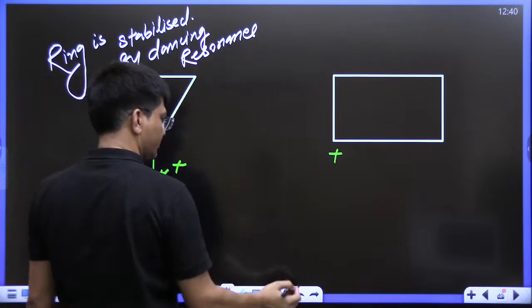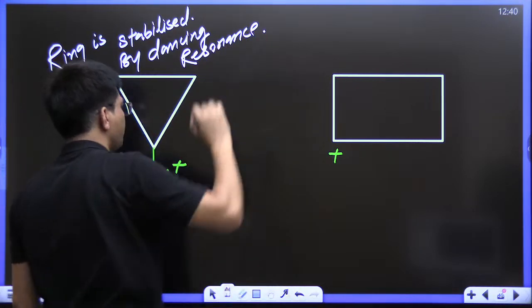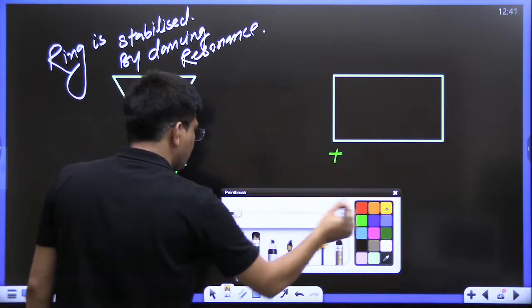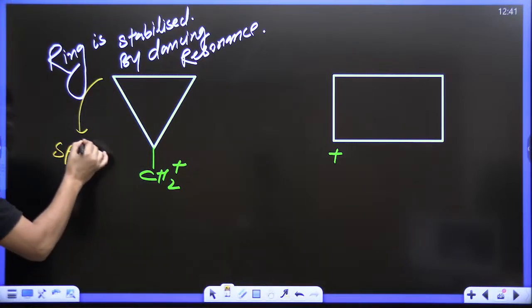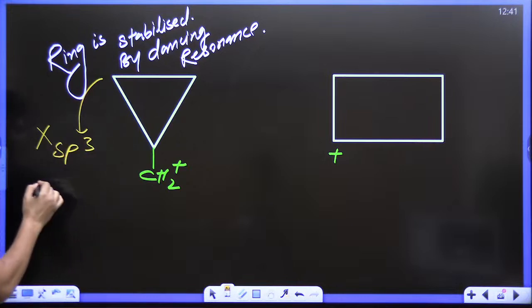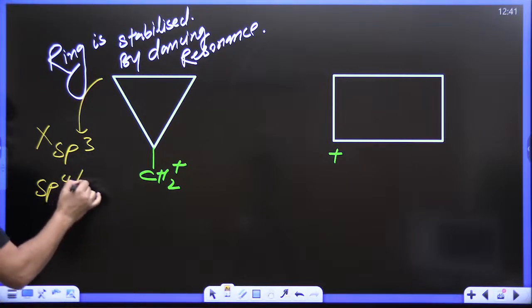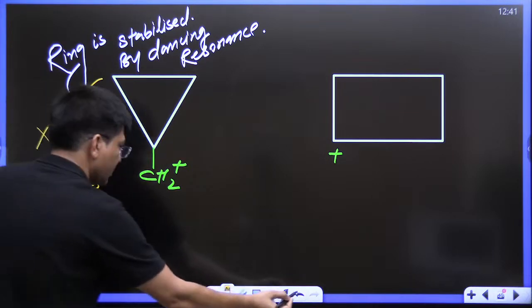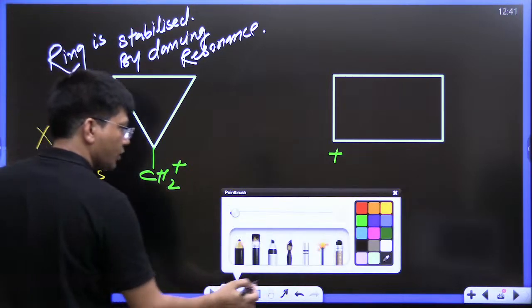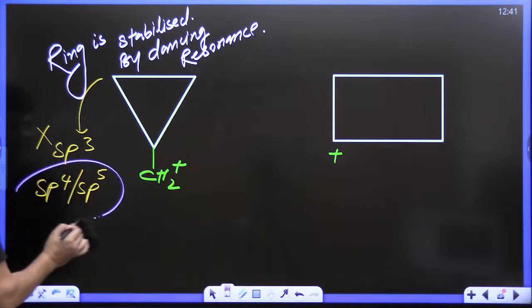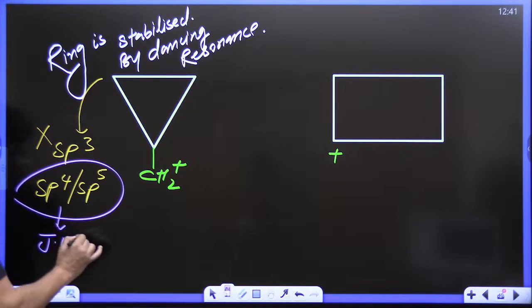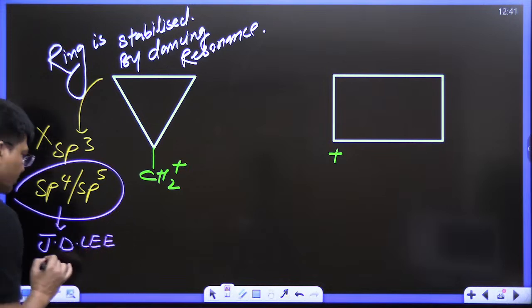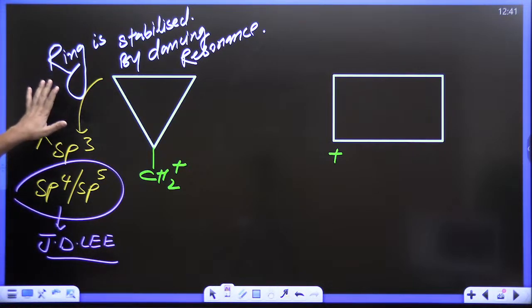And the most important thing: everyone must be thinking that this carbon is sp3 hybridized. Wrong. This carbon is not sp3 hybridized. This carbon is sp4 to sp5 hybridized. Now you must be thinking, sir, have you lost your brain? What are you talking about? Yes, kids, this is sp4 to sp5. This is given in your J.D. Lee book, the best chemistry book. I will let you know later on, but yes, this is sp4 to sp5 hybridized.